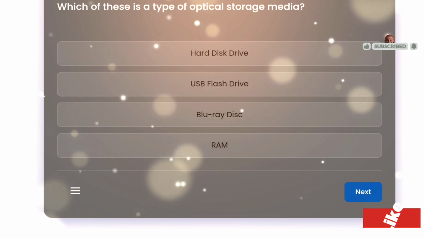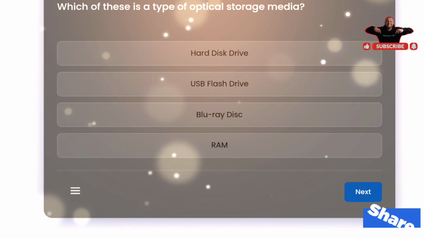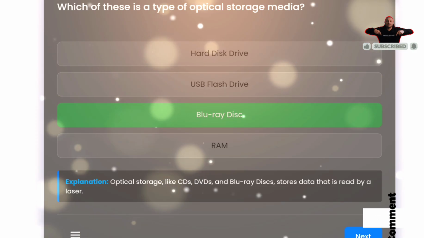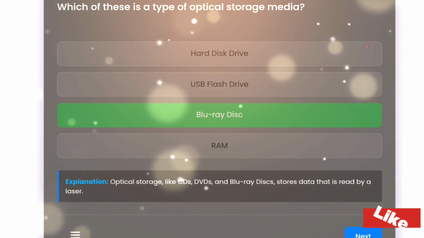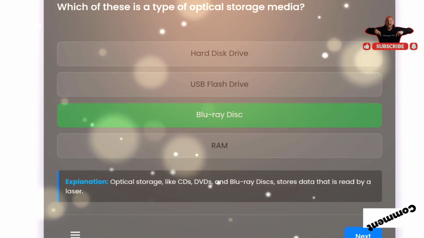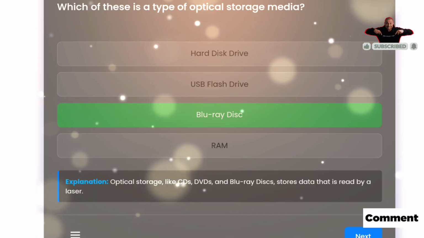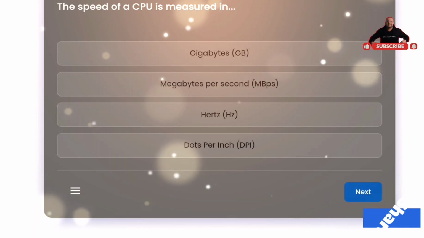Which of these is a type of optical storage? ये क्या होता है? Blu-ray discs. Optical storage like CDs, DVDs, Blu-ray discs stores data that is read by a laser.